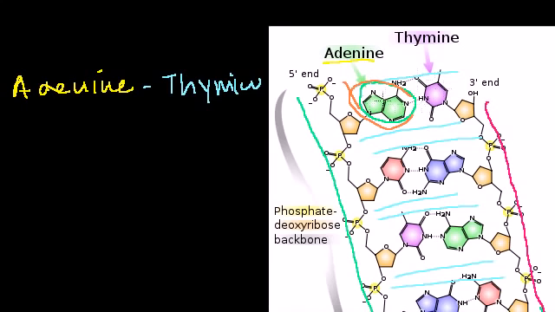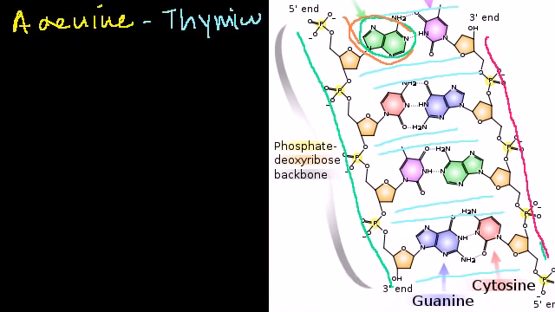Adenine and thymine pair with each other. If you have thymine, it's going to pair with adenine. And then you have guanine, and it pairs with cytosine.